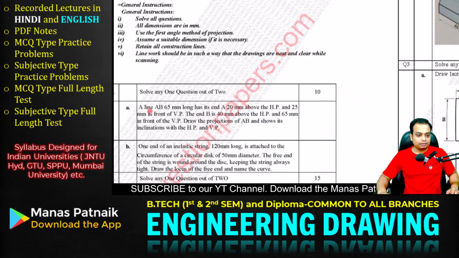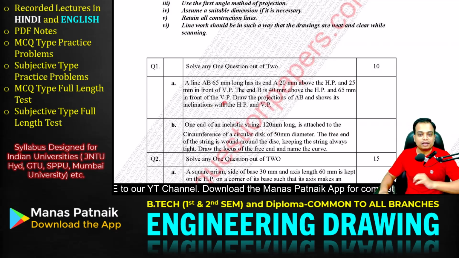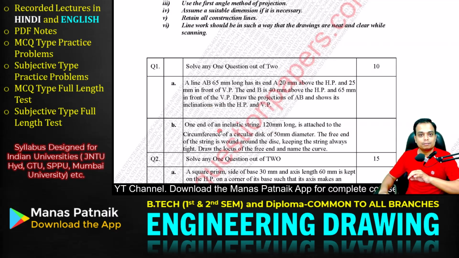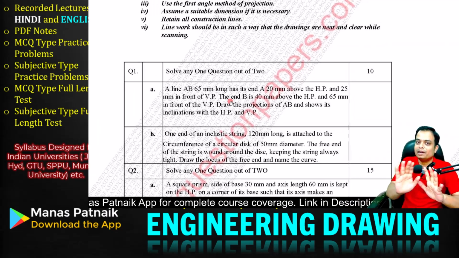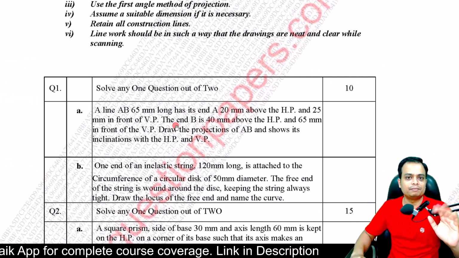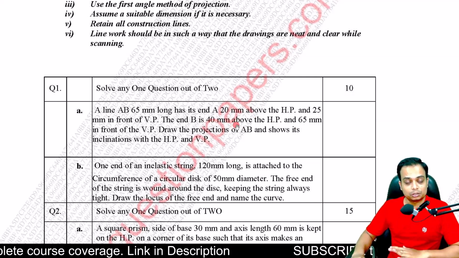So the first question has got 2 parts. Problem number 1 is from projection of lines. The second one is from cycloids. So this is a relatively easier problem. Projection of line, it will take you around 5 to 10 minutes, not more. Let me tell you very honestly, if I'm a student, I'll choose this one.